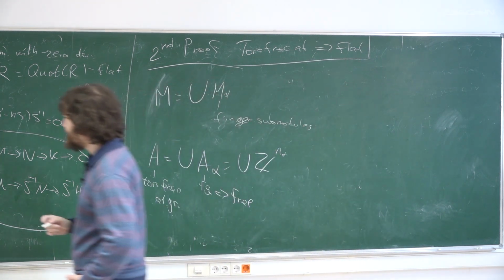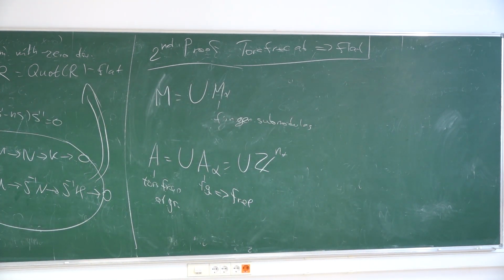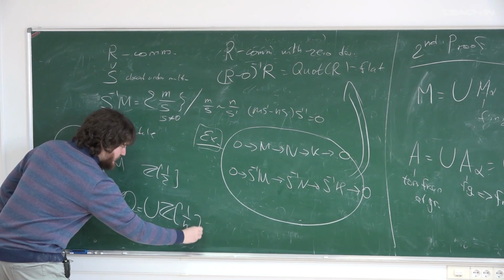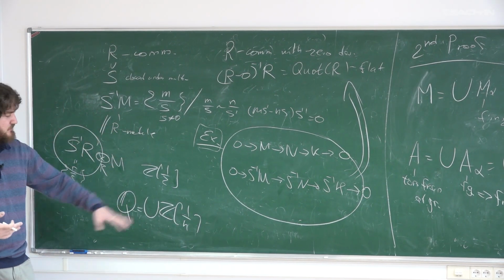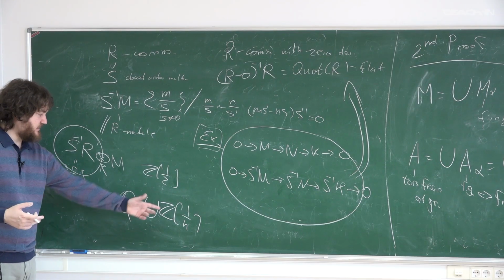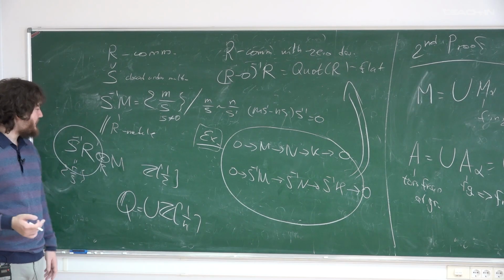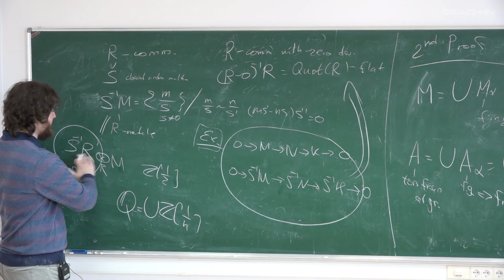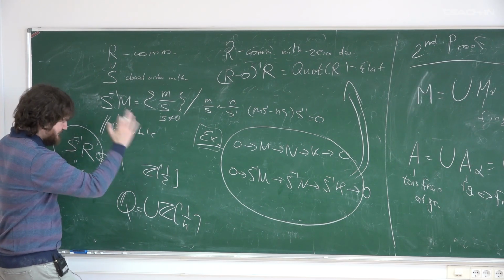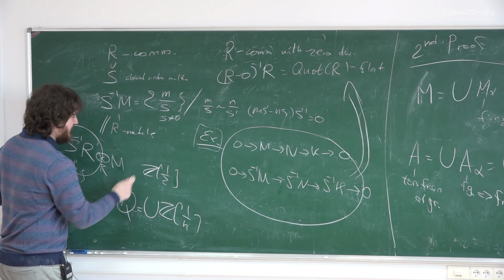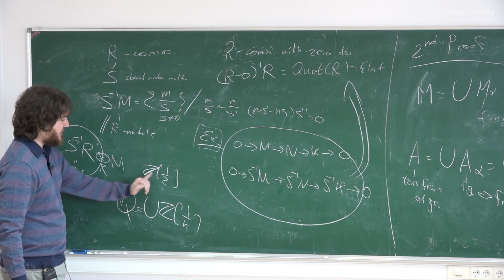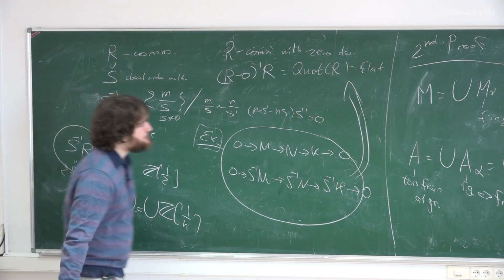For example, Q is the union of these subgroups, where you invert one of the elements. The union of all these subgroups is Q. Each of these groups is free. For example, this one is generated by 1/2, so it's a free group, in fact. It's not very hard.